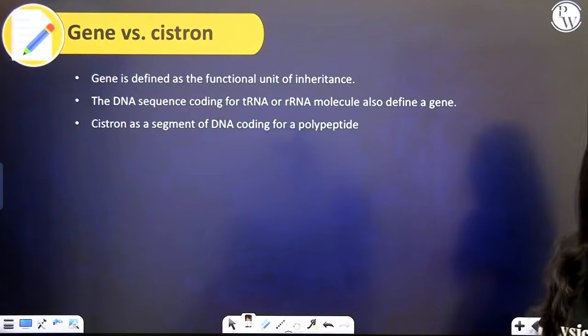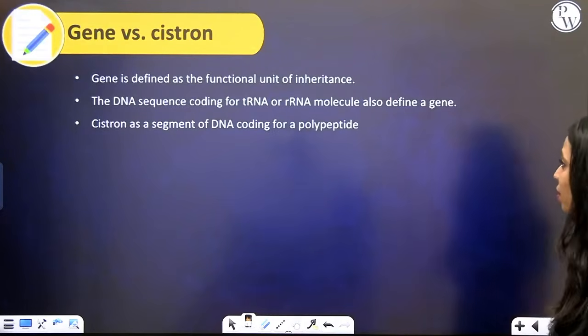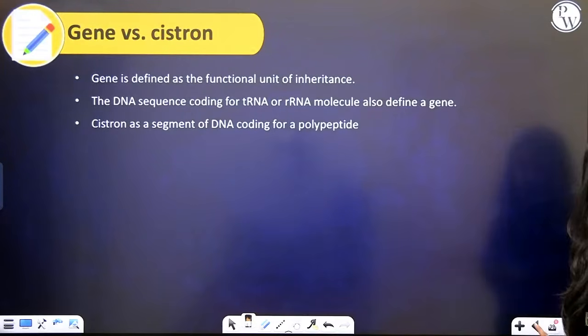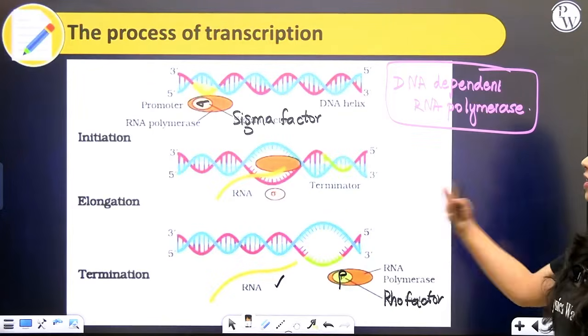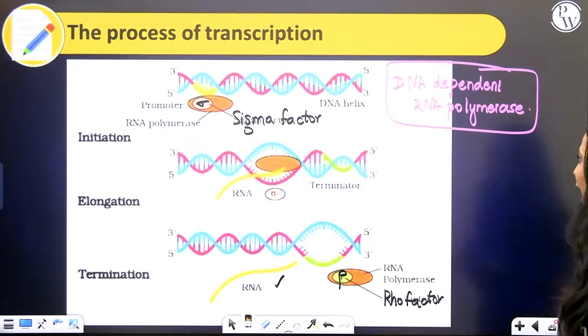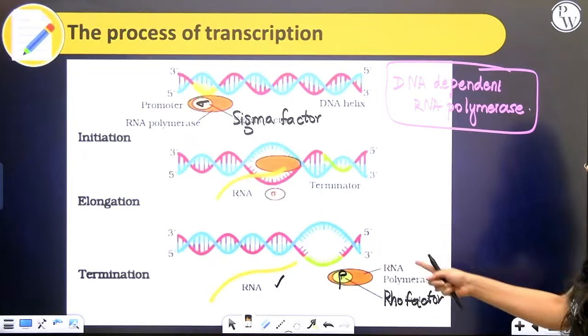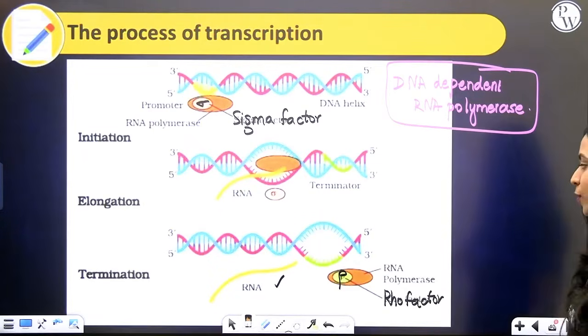So, over here, we know that DNA acted like the template. One of the strands of DNA acted like the template, and it helped in the synthesis of a strand of RNA, which we call the messenger RNA.